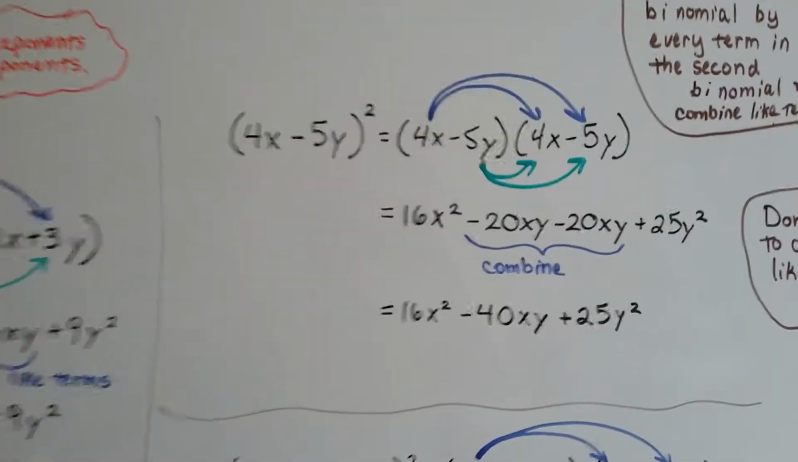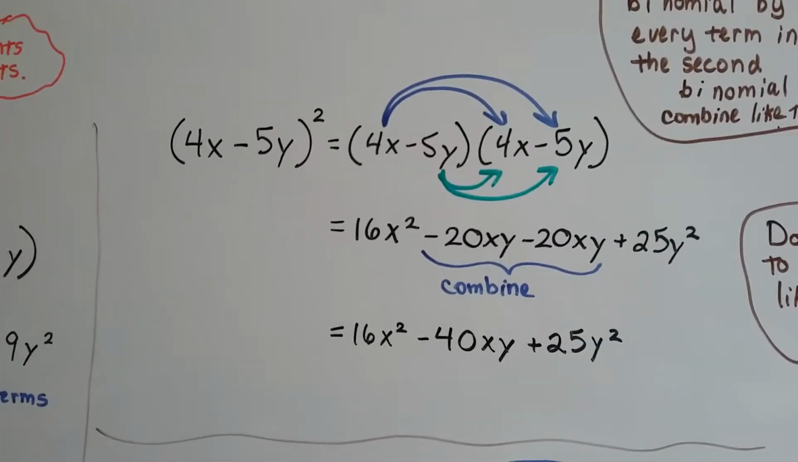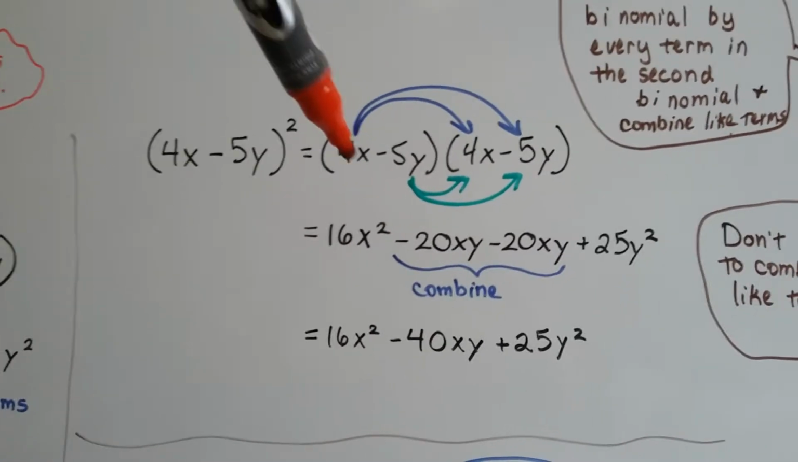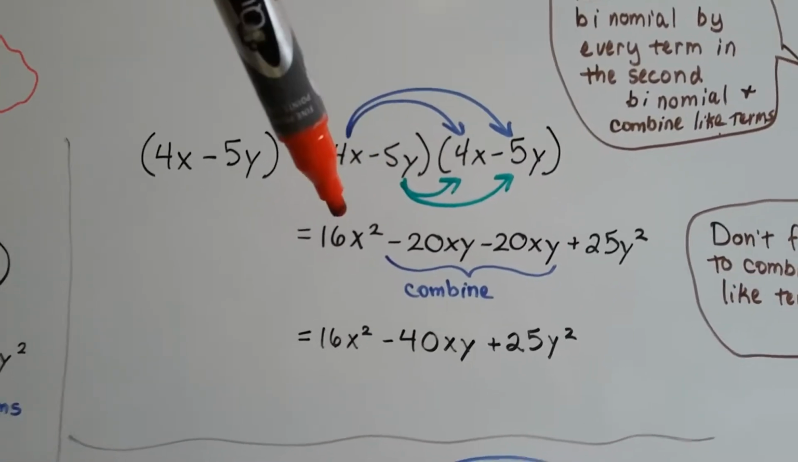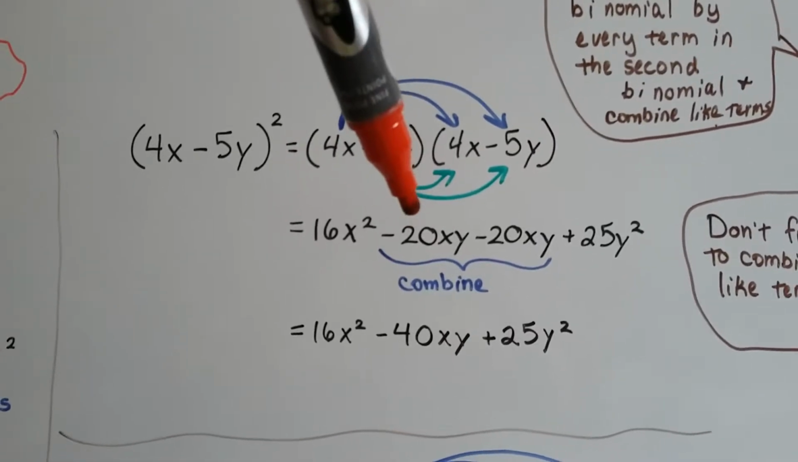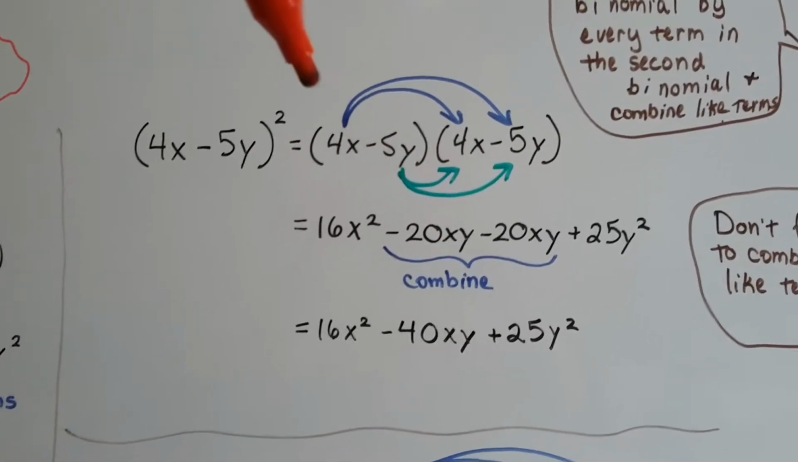Take a look at this one. We've got 4x minus 5y as a binomial square. We open it up, we FOIL it. We have 4x times 4x gives us 16x squared. 4x times a negative 5y gives us a negative 20xy.